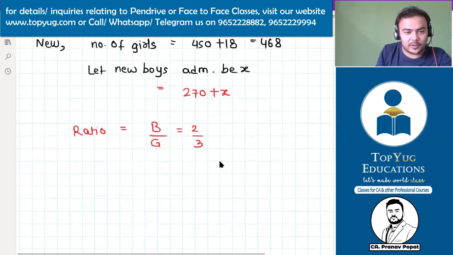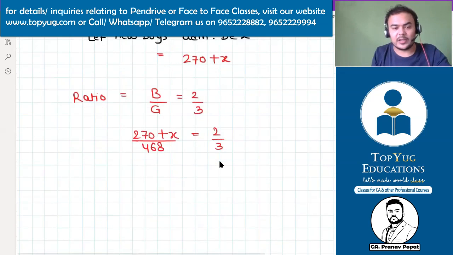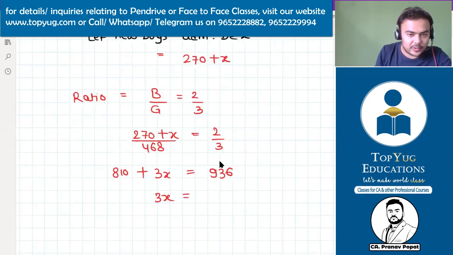Now, what are the new number of boys? 270 plus X. New number of girls 468 and ratio is 2 by 3. Now you can cross product, just cross multiply it. So this will become 468 into 2, which is 936. This will become 270 into 3, which is 810 plus 3x. So 3x is equal to 936 minus 810, which is 126.